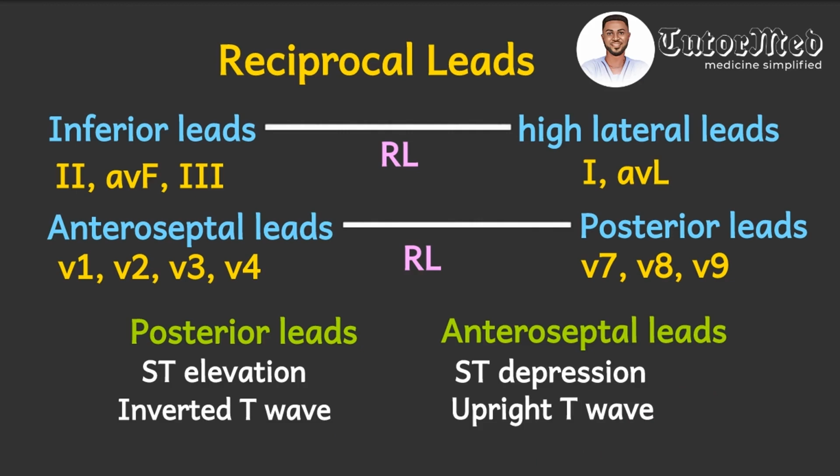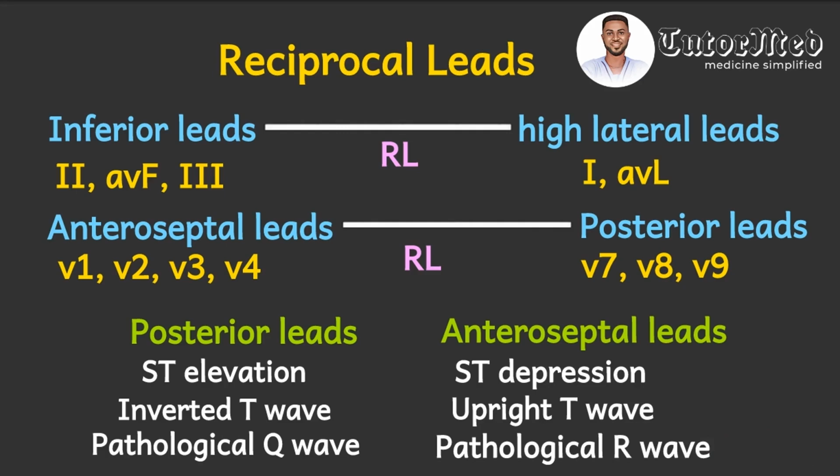Now, one other feature of ischemia is the presence of a pathological Q wave, particularly in STEMI. So the Q wave is the first negative wave in the QRS complex, and generally the Q wave is described as pathological if it is present in a lead where it is supposed to be absent, or when its presence in that lead is normal but it is deeper than it should be. If the posterior lead is producing a pathological Q wave, then the anteroseptal lead will produce a positive wave in the QRS complex, and that wave is an R wave, but this time this R wave is a pathological R wave.